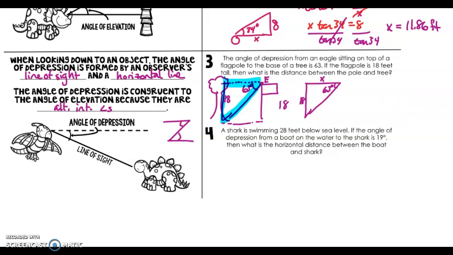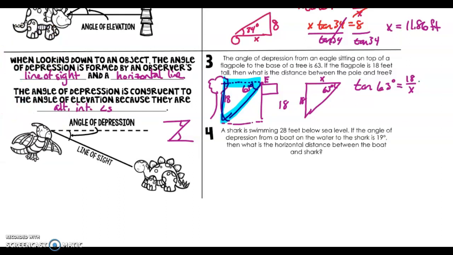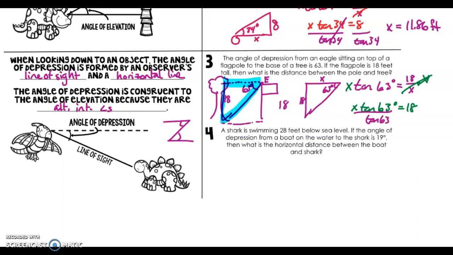So from 63, 18 is opposite, X is adjacent, so that tells me we're doing tangent. We don't always do tangent on word problems, but we use it a lot. I'd say more than the other two. All right, so tangent of 63 equals 18 over X. So once again, to get X by itself, multiply by X, it's going to cancel out. So you get X tangent 63 equals 18. So now to get X by itself, once again, divide by the tangent of 63 on both sides and type that into our calculator. So 18 divided by tangent of 63 is 9.17 feet, or 9.2 feet.